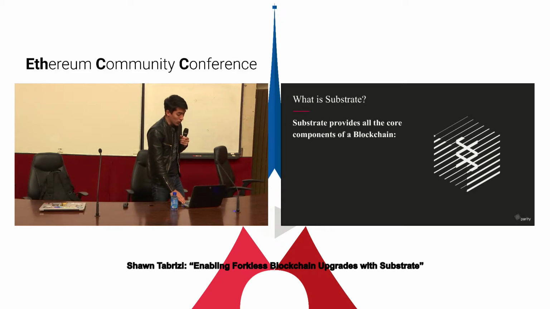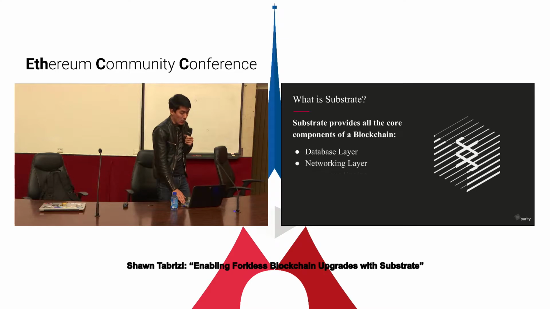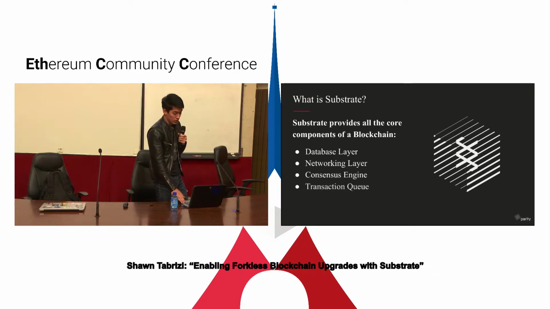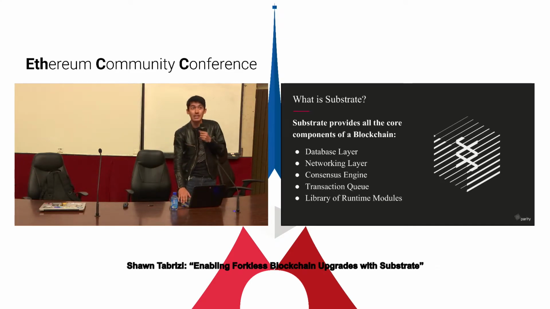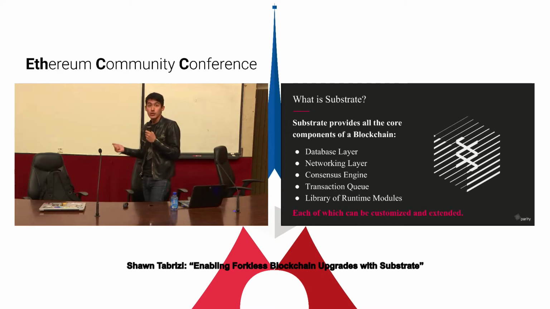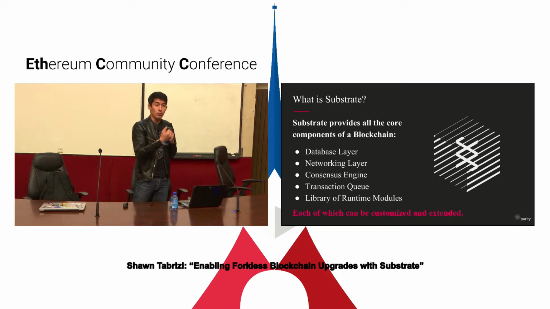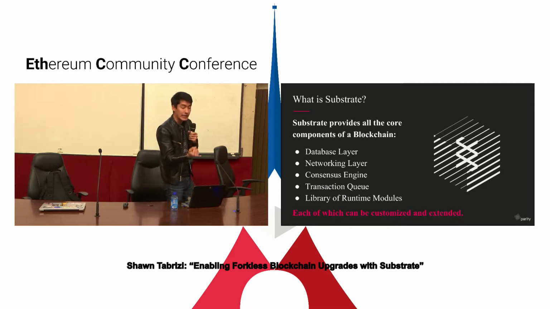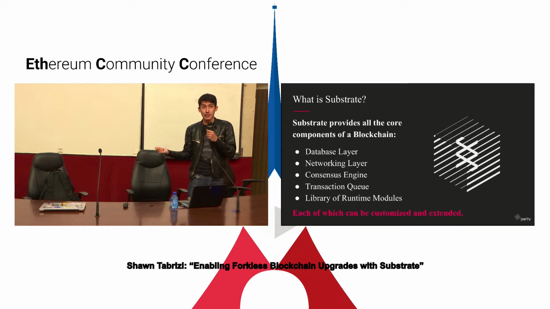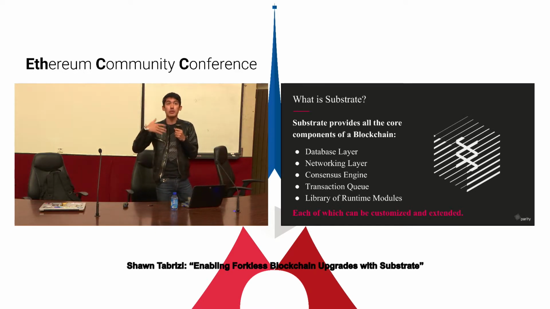Really, you get all of the core components needed to build a blockchain. Things like the database layer, the networking layer, consensus engine, transaction queue, library of runtime modules, and the best thing about this is that all of these different components are customizable and extendable, so that you can take this framework and take your idea for what you want to do, take the pieces that you don't need to rebuild, know that you have some production ready level software, but then also modify the things that you do want to modify and get your own custom logic, whether it be a new networking layer, a new runtime module, or anything like that.